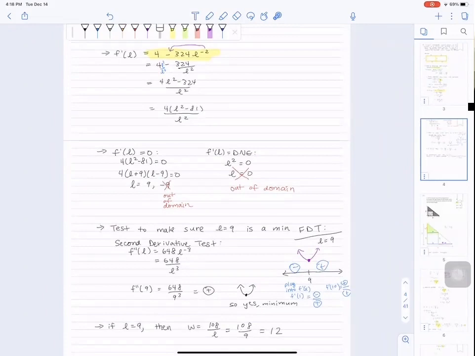So for the first derivative test, you use the sign chart and see if you have a change in sign. If you do, then you will have a relative max or min. For the second derivative test, you're just plugging into your second derivative and seeing if you get a positive or negative number. Does that make sense? Okay, yes, thank you. Yep. Any other questions on these optimization problems?